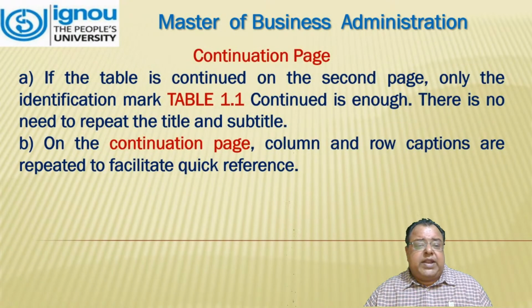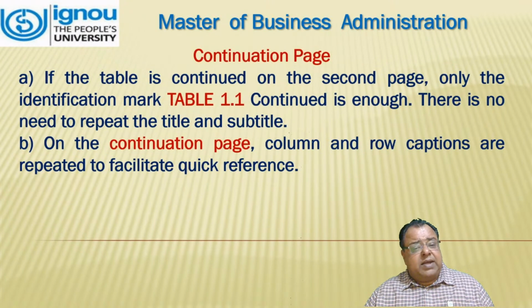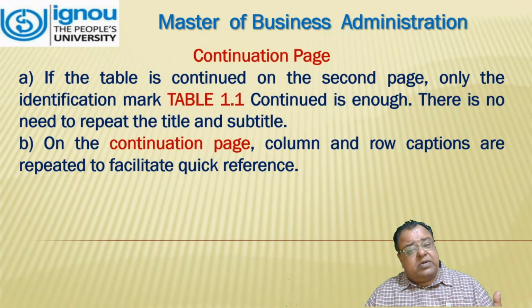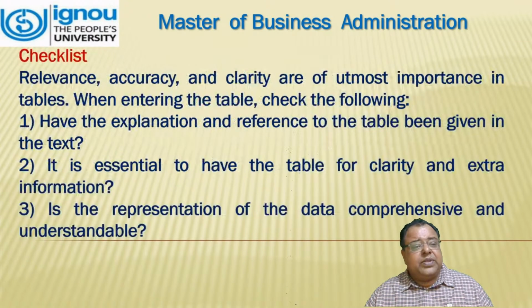Continuation page. If the table is continued on the second page, only the identification mark, table, that is 1.1, continued, is enough. There is no need to repeat the title and the subtitle. On the continuation page, column and row captions are repeated to facilitate quick reference.